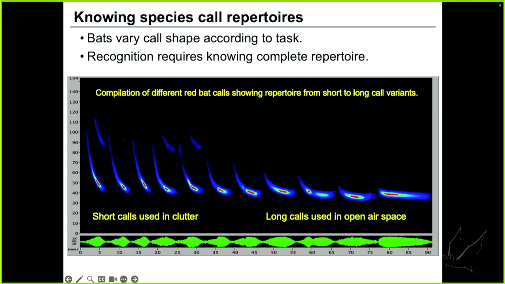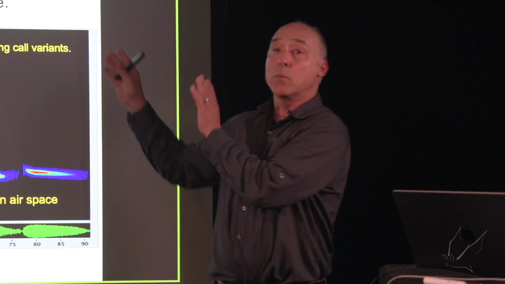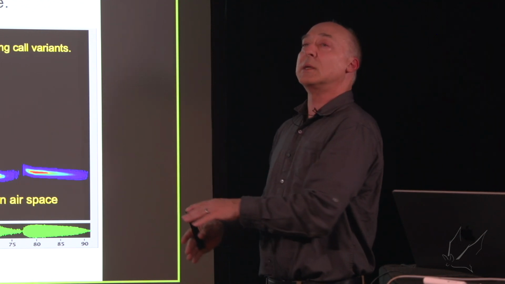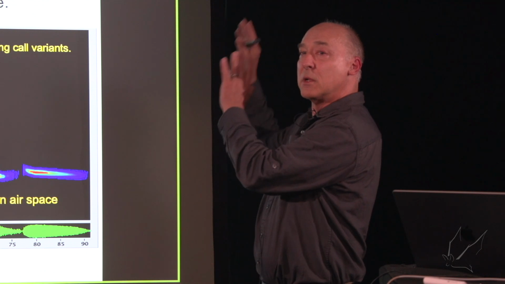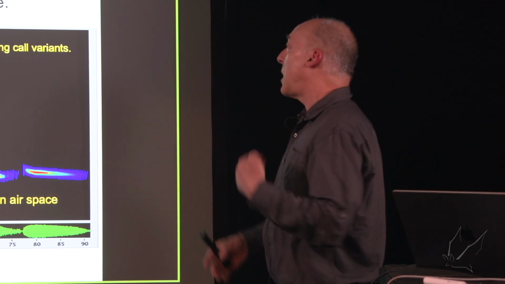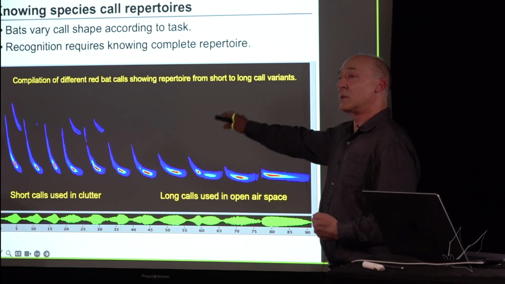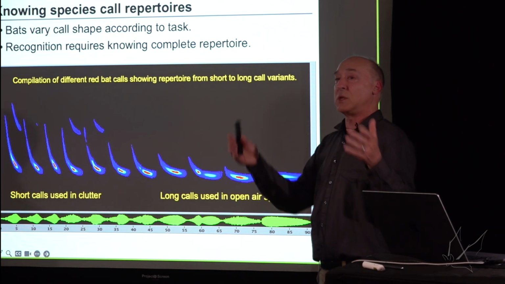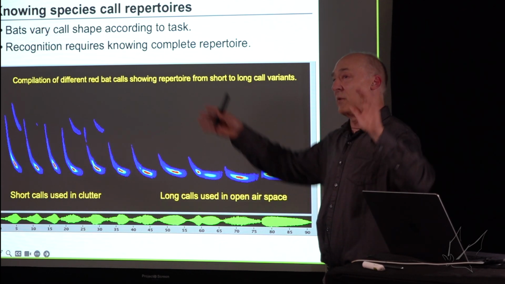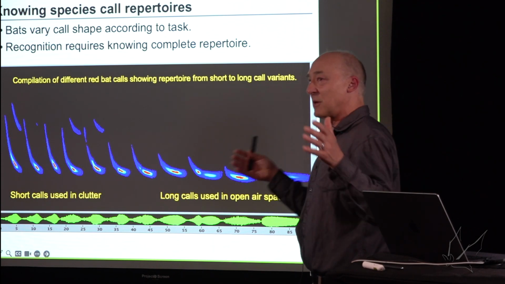And so within any one species, when it's operating in a cluttered environment, it's going to use shorter calls, more calls per second, versus breaking out in the open airspace, where it's going to be flying faster, with lower bandwidth calls, fewer per second. And so our task in recognizing our species will be to recognize this entire call repertoire which each species has. So within any given species, it's going to have different call types and shapes. And so this is the great complication.